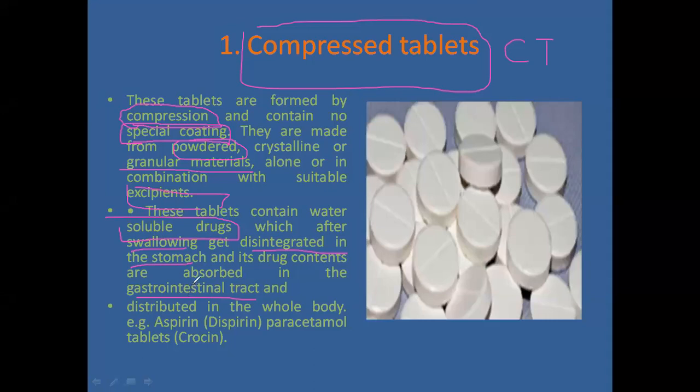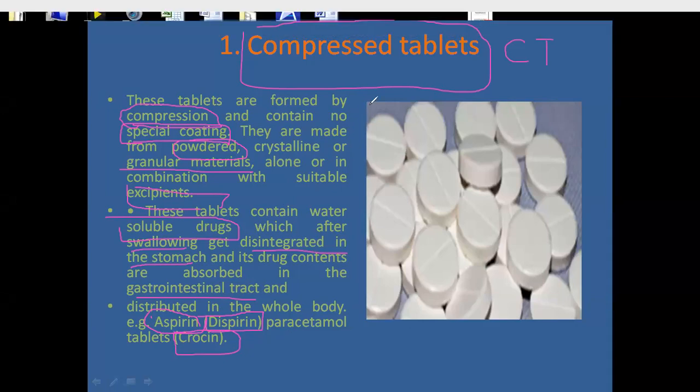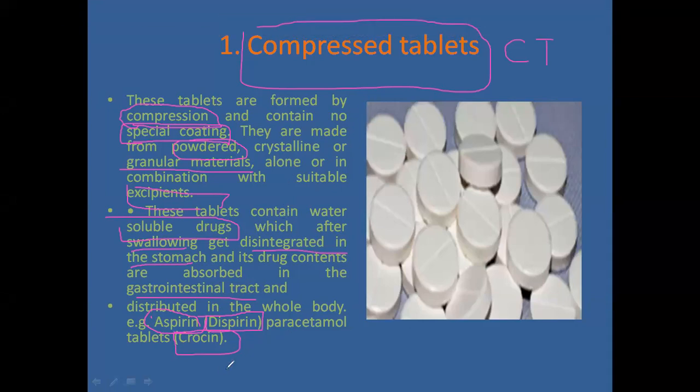And the classical examples of the compressed tablet include brands such as Disprin, in which we have the drug aspirin enclosed in it, means the API is aspirin. Then we have the second brand, that is Crocin, which is the well-known brand for paracetamol tablets. So these are the two examples for the compressed tablets, that is Disprin tablets and Crocin tablets.